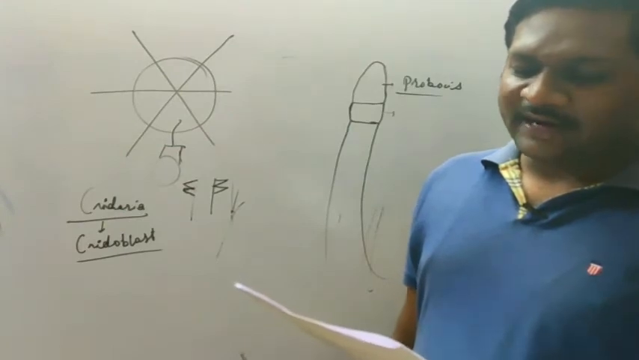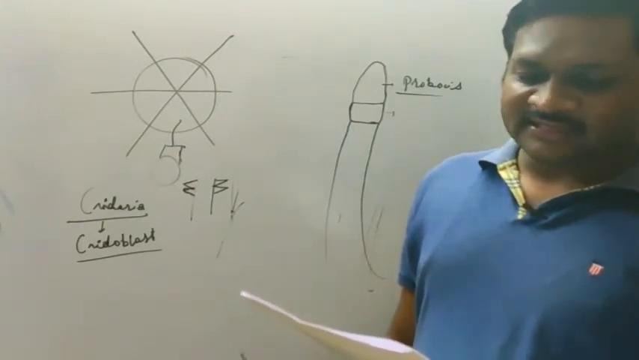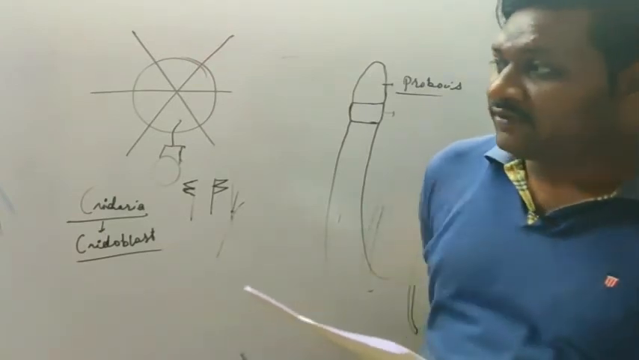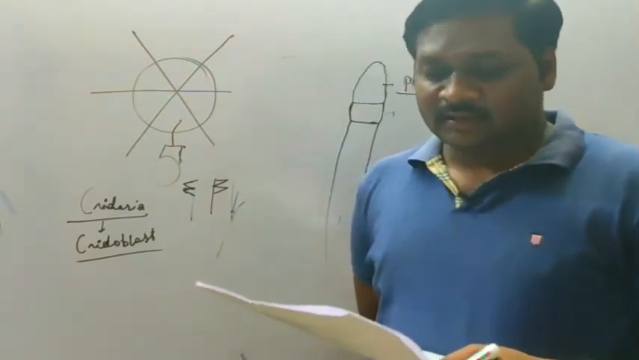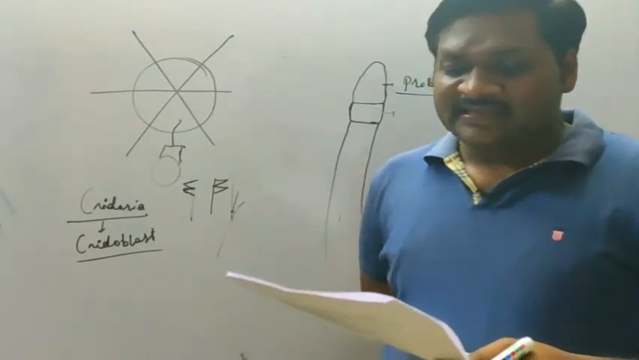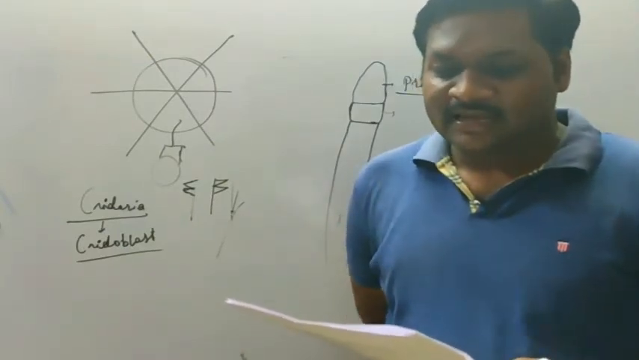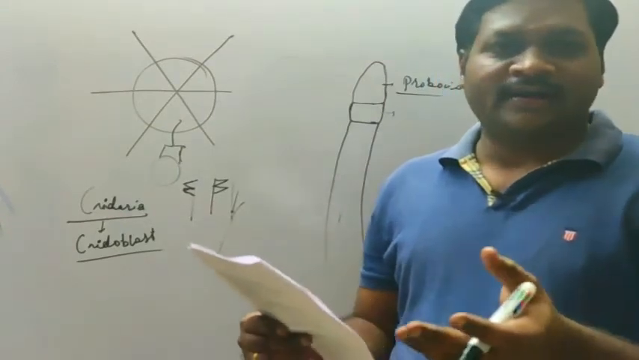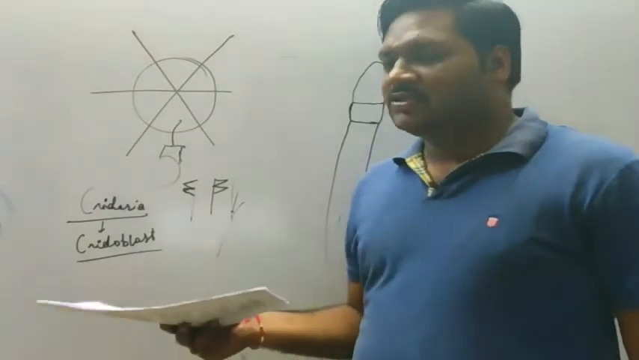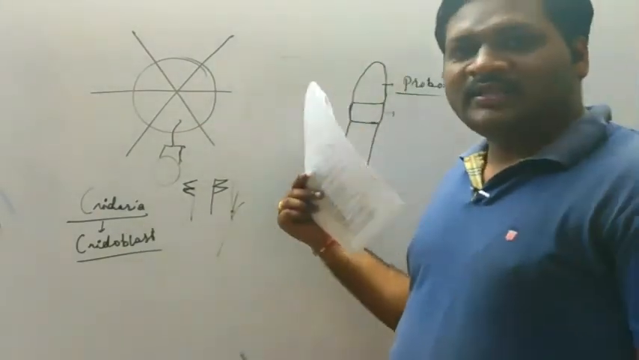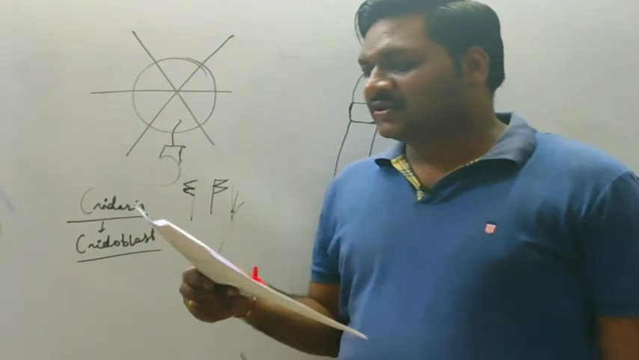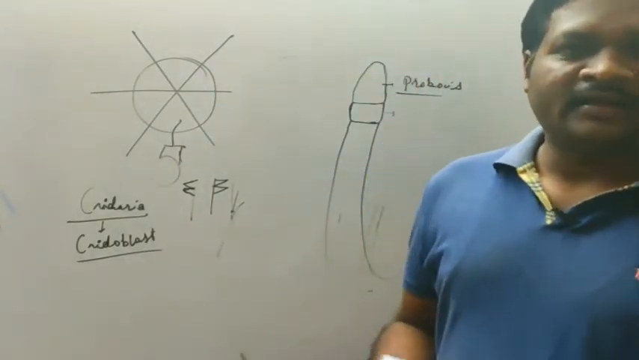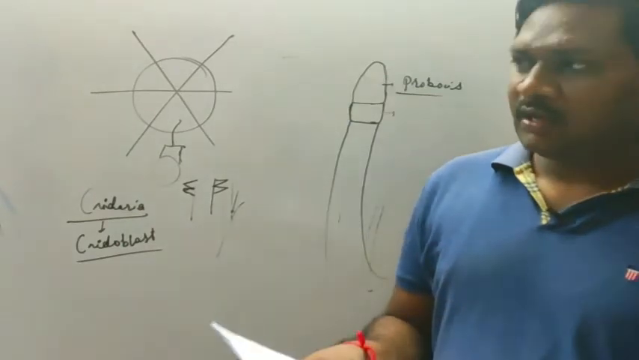Then question number 174. Which feature of the hemichordates shows their affinity with chordates? Here you can see the presence of pharyngeal gill slits is the feature which is common between the hemichordates and the chordates. Pharyngeal gill slits are seen in hemichordates, and they are also seen in chordates. In chordates, Pisces have pharyngeal gill slits, right?